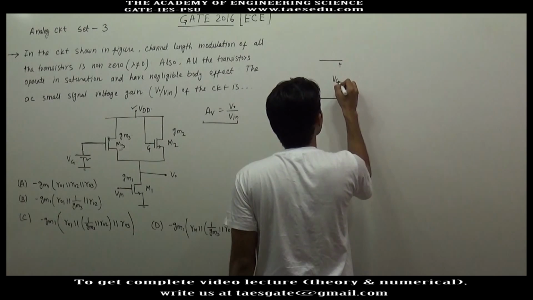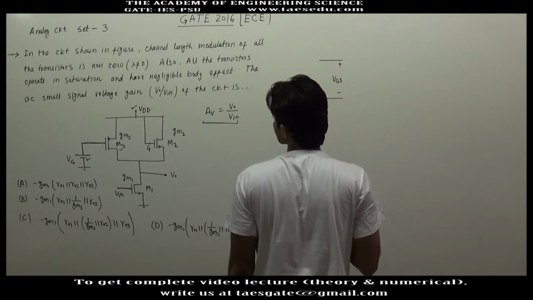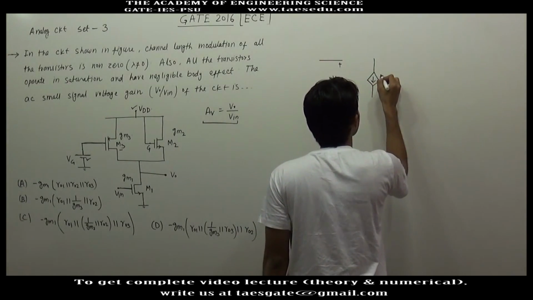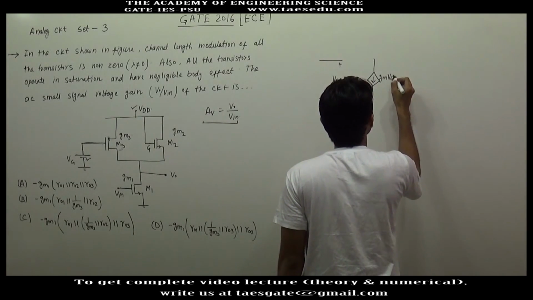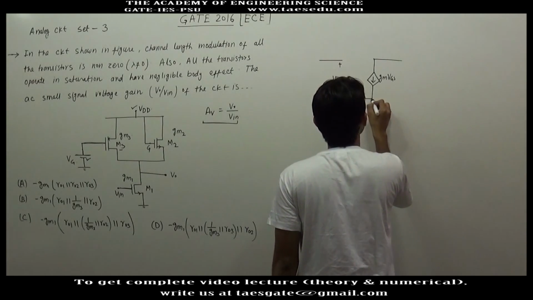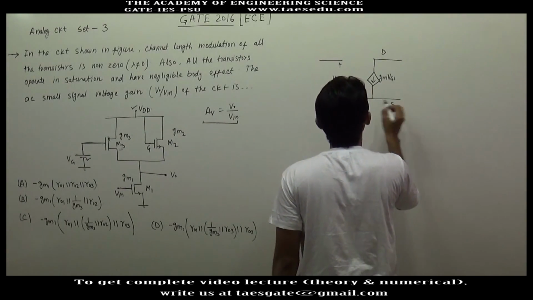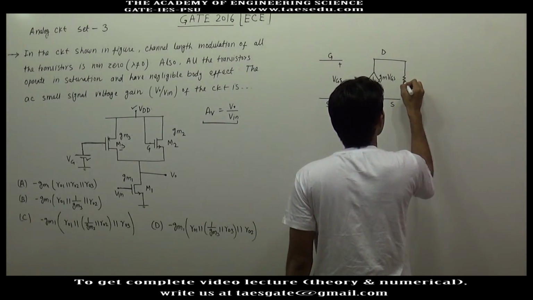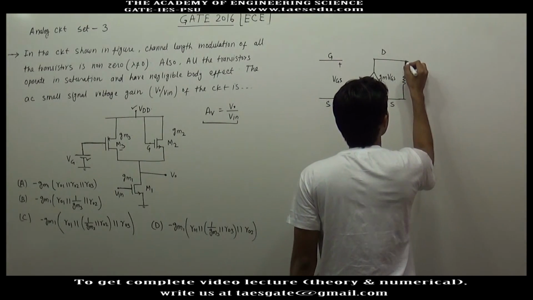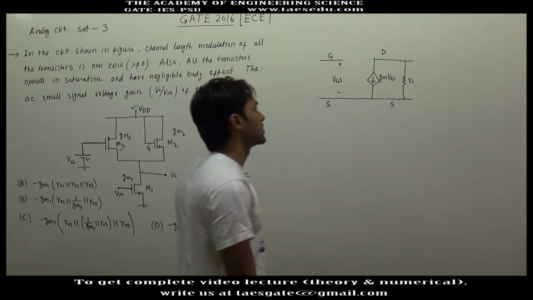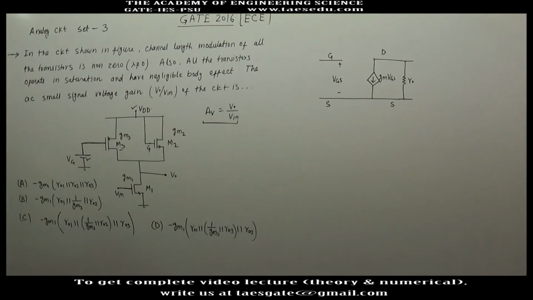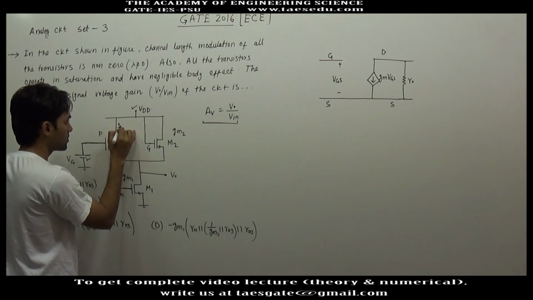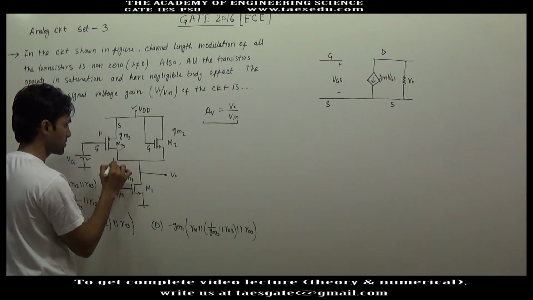Here we have VGS, and here we have a voltage dependent current source. This is GM, transconductance, into VGS. This is drain, this is source, this is gate, this is source, and parallel to the current source we have the output impedance of this transistor, delta VDS divided by delta IDS. This is the AC model of a transistor. Since this is a PMOS, for PMOS this will be the source, this is gate, and this is drain.